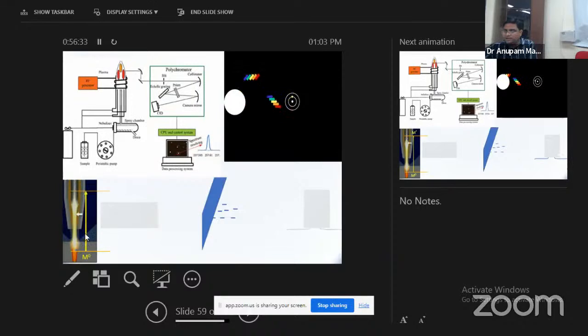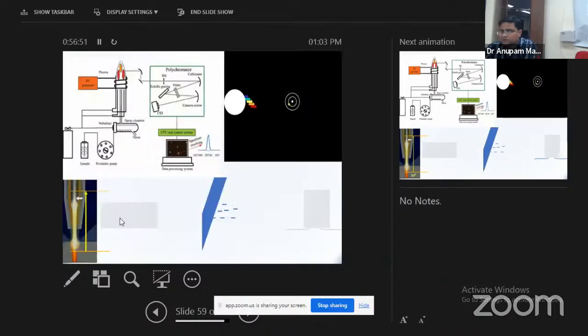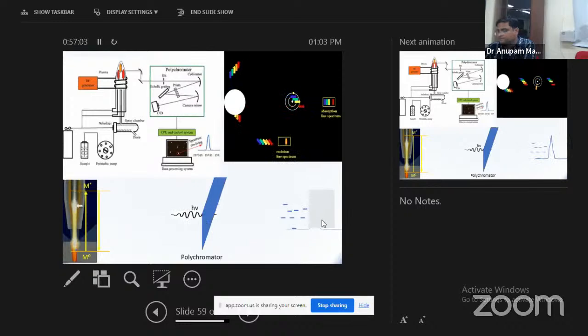This is some of the inner working of ICP-OES. You can see that any metal, when it comes in touch with the plasma, will be excited. After that, it emits light in the form of photons. That light then passes through, and you can get the spectra of any metal analysis by ICP-OES.